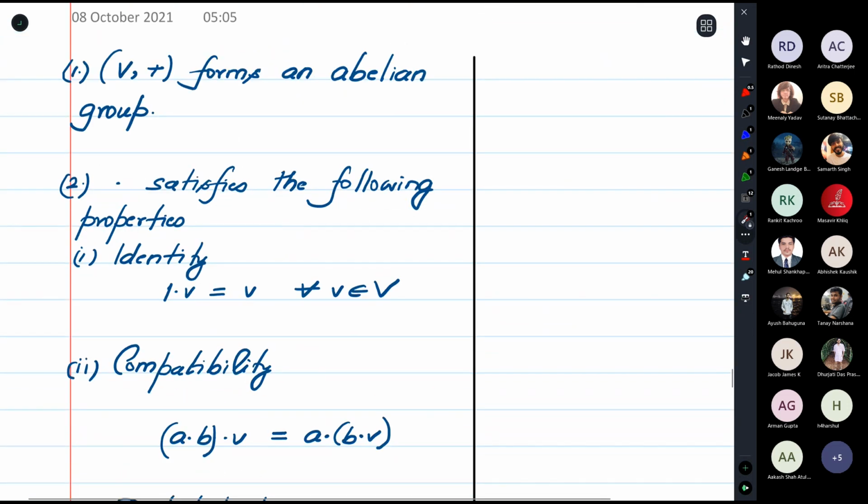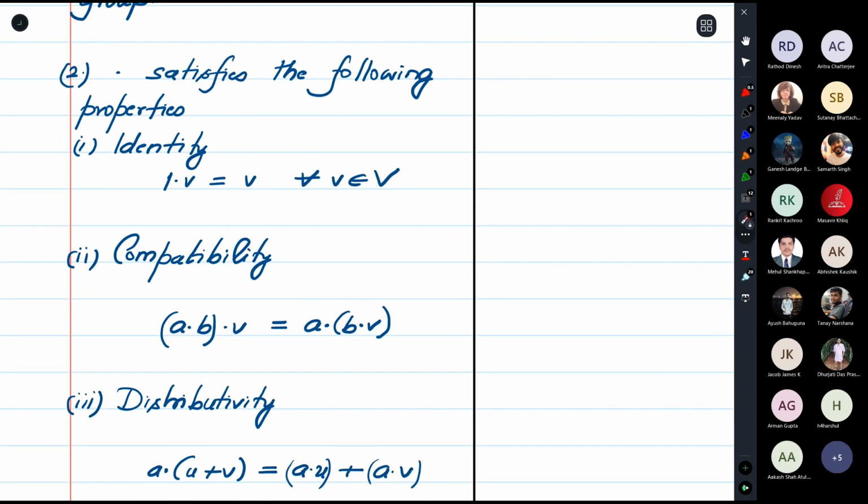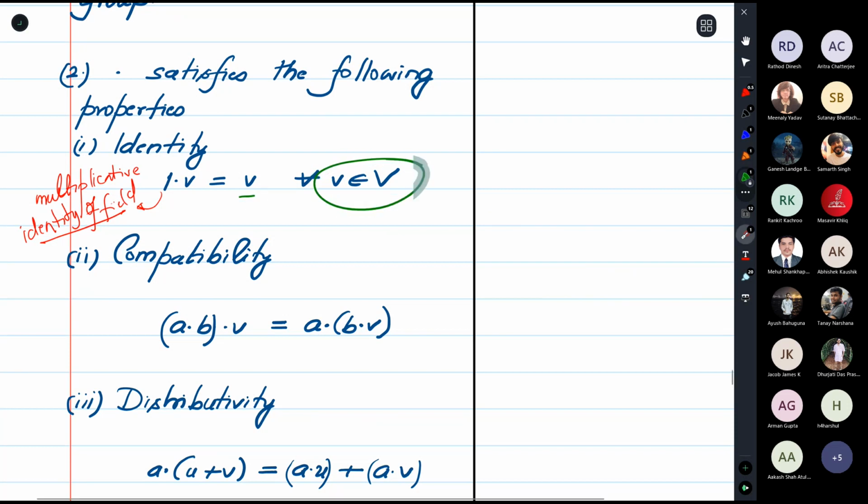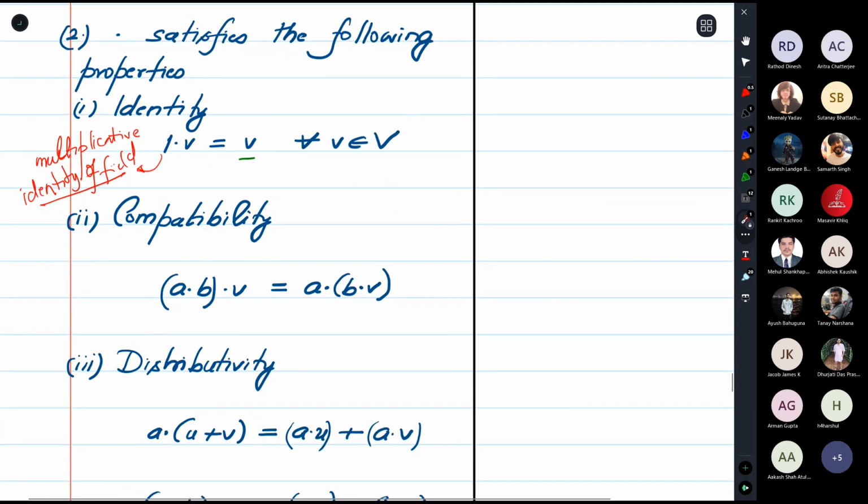And in addition, the scalar multiplication operation satisfies the following properties, that is 1 dot V. So notice that 1 over here represents the multiplicative identity of the field. Okay, so 1 dot V should equal V for all V in V, right? So we require that such a condition hold for this scalar multiplication operation.